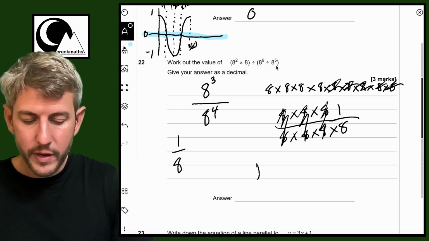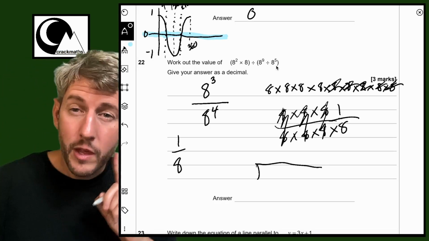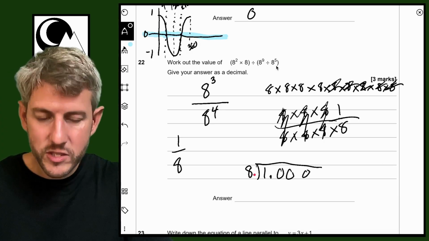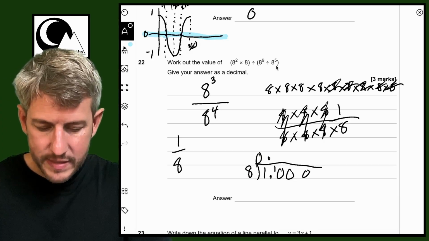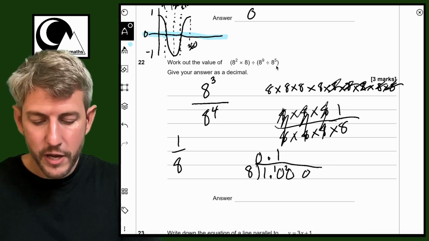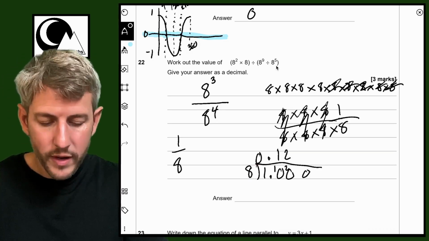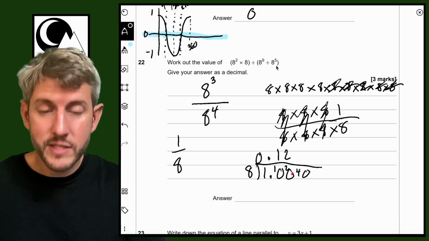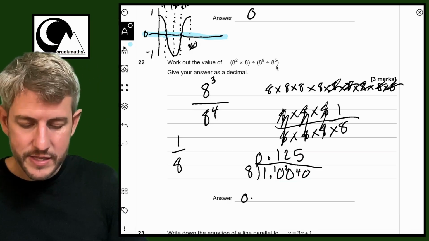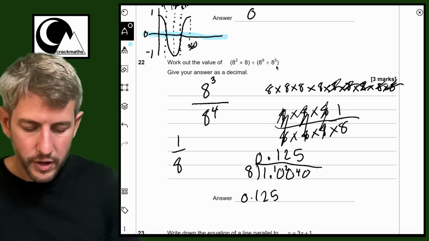We can do that by, well, you might know it, but if you don't know it, we can do it by doing 8s into 1. Okay, so 8s into 1 don't go. Carry the decimal place. I'm looking for 8s into 10. 8s into 10 go once with 2 left over. 8s into 20 go twice with 4 left over. 8s into 40 go 5 times perfectly. So here we go. The answer to this is 0.125.